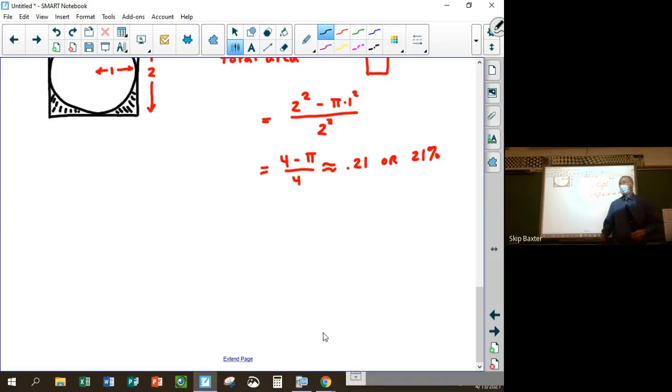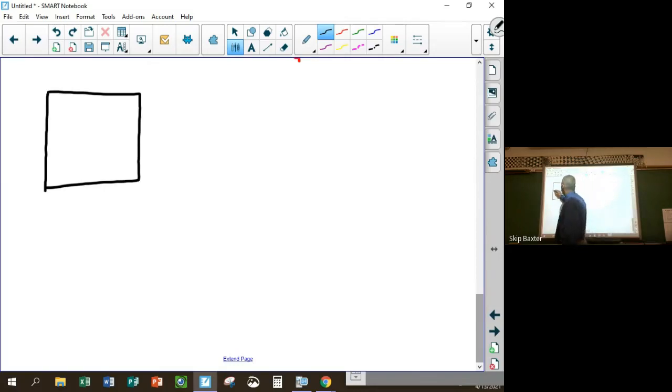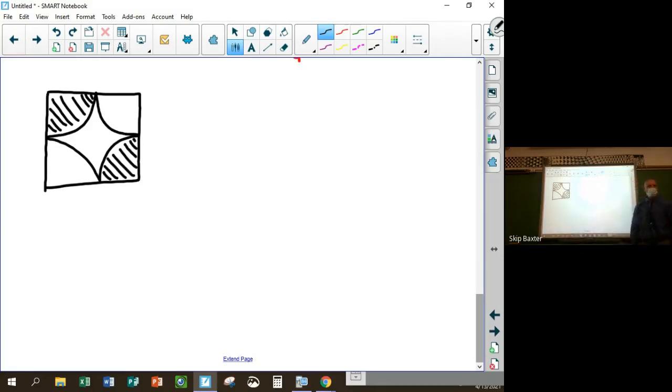What if the picture looks like this? What if it's a square dartboard again? This time there's little quarter circles in each corner. So that's what my dartboard looks like. And I want to calculate the probability that it lands in one of these shaded parts. That's the bullseye. A weird dartboard, but that's what it looks like.